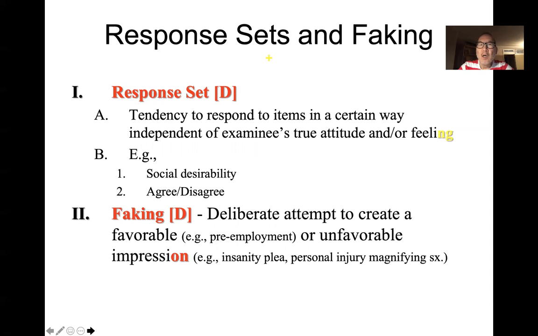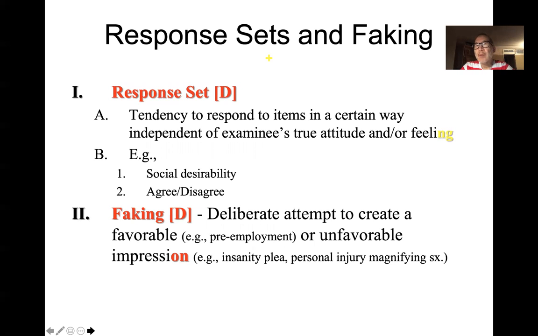There's also another response set where maybe someone's not inclined to look normal or good or adjusted, but they just like to agree or disagree with what the items are stating. So you might have a whole bunch of true endorsements, like "yeah, that's me," or just disagreeing, either as a function of defensiveness or just frustration about taking the test.